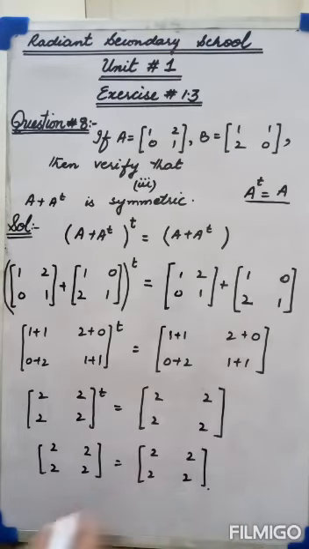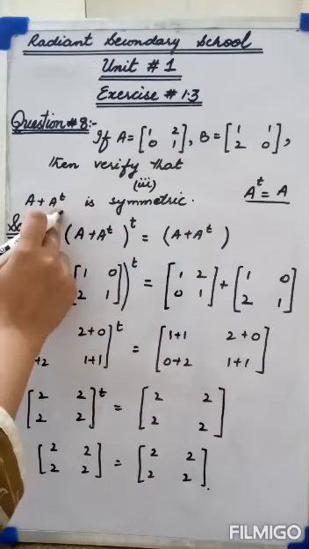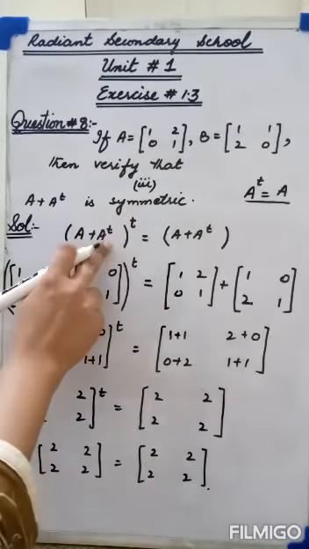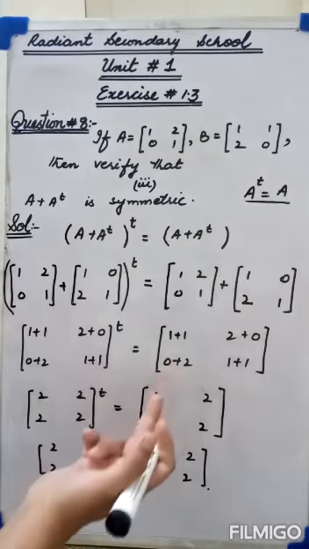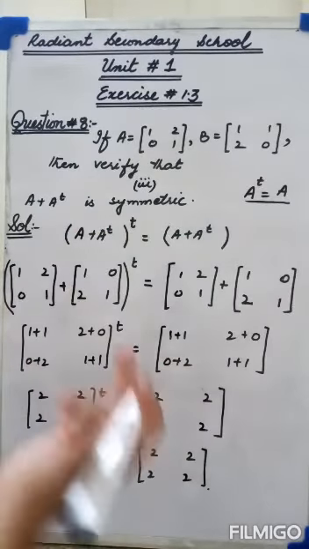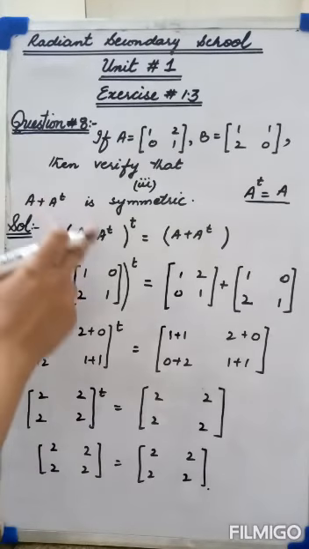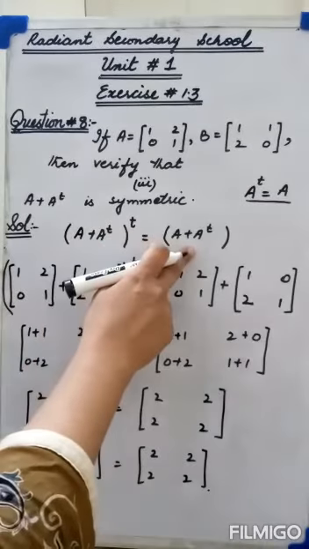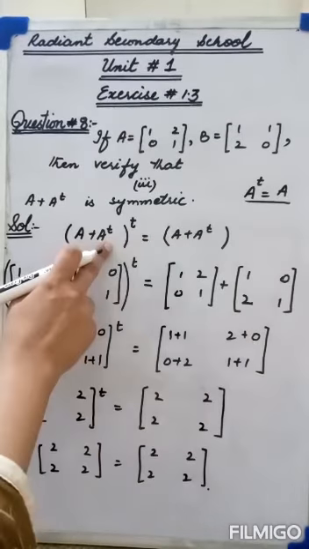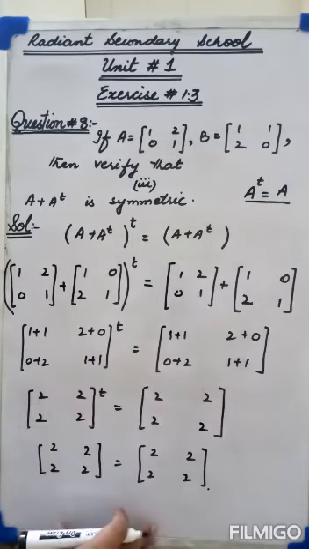So we have proved that this is a symmetric matrix, its transpose is equal to itself. I am telling you again, whenever you have to show some matrix is symmetric, you will take the transpose of that matrix. It should be equal to the matrix itself. This is the condition. Now we just have to put the values and then it will be proved.